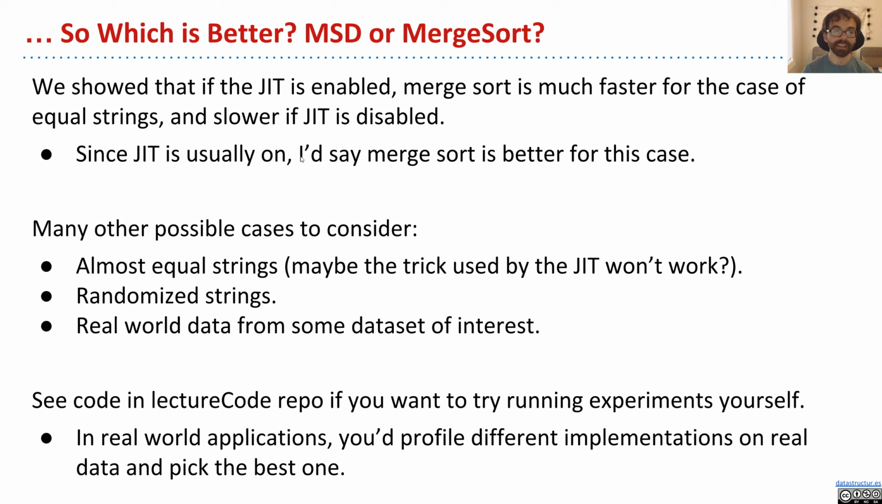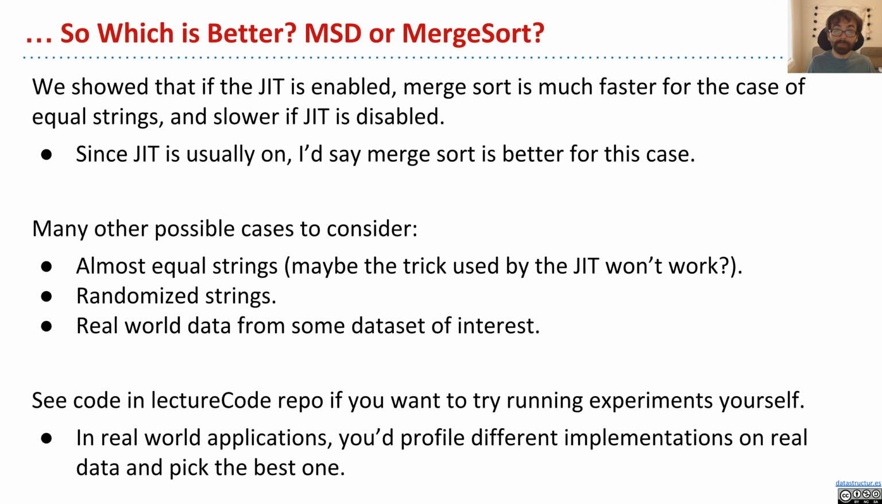Now, since the just-in-time compiler is usually on, I'd say merge sort is the better choice for this case. But equal strings is not the only case, right? I mean, you don't even do that all that often. Why are you going to be sorting a bunch of equal strings? So we might also consider almost equal strings, or randomized strings, or perhaps some real-world strings from a data set you care about. In those cases, we may get totally different results.